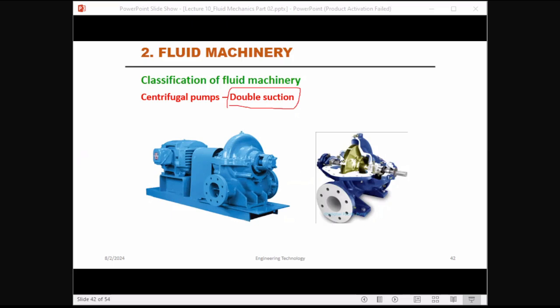These are the cases where we need to select this double suction centrifugal pump. These are advantages: the flow rate is high, we can get a good flow rate using this pump, and high head.